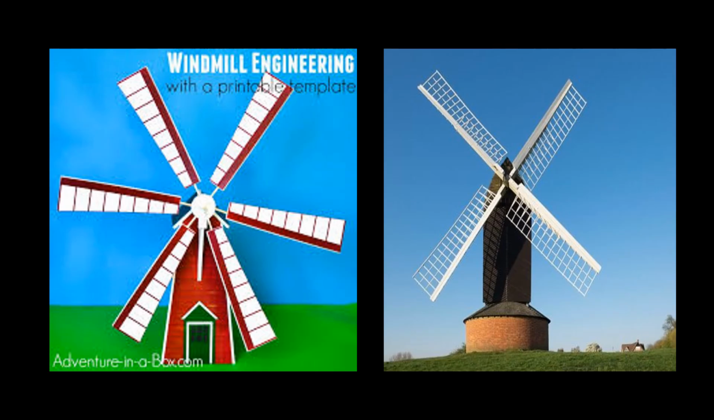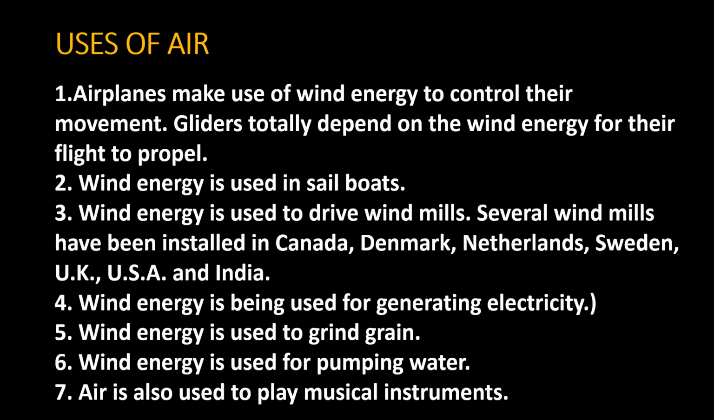Now let us see the uses of air. Aeroplanes make use of wind energy to control their movements. Gliders totally depend on wind energy for their flight. Wind energy is used in sailboats. Wind energy is used to drive windmills. Several windmills have been installed in Canada, Denmark, Netherlands, Sweden, UK and India.